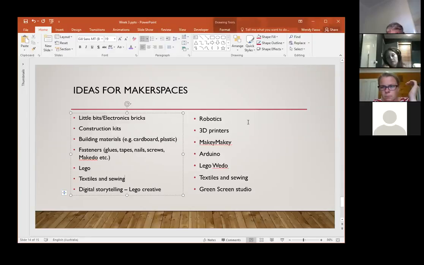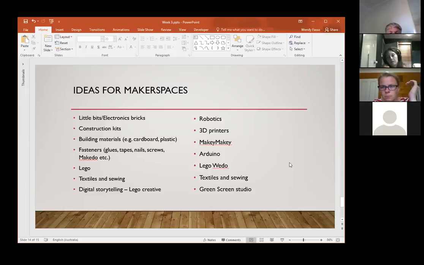Now, if you went high tech, you may get involved in robotics, and just about every school now should be involved in robotics. If your school is really upper echelon in terms of funding, you might actually have a 3D printer. They are not that hard to work with, and your kids love them. Makey Makey is another lovely one.